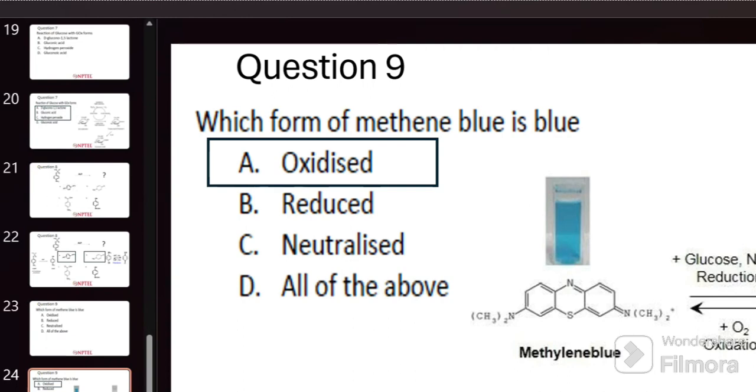So yeah, this is the answer. Methylene blue, basically when it is oxidized, it is blue in color. When it is reduced, it is basically transparent in color. So this is the reaction. So that is why it is used as an indicator in many of the reactions.